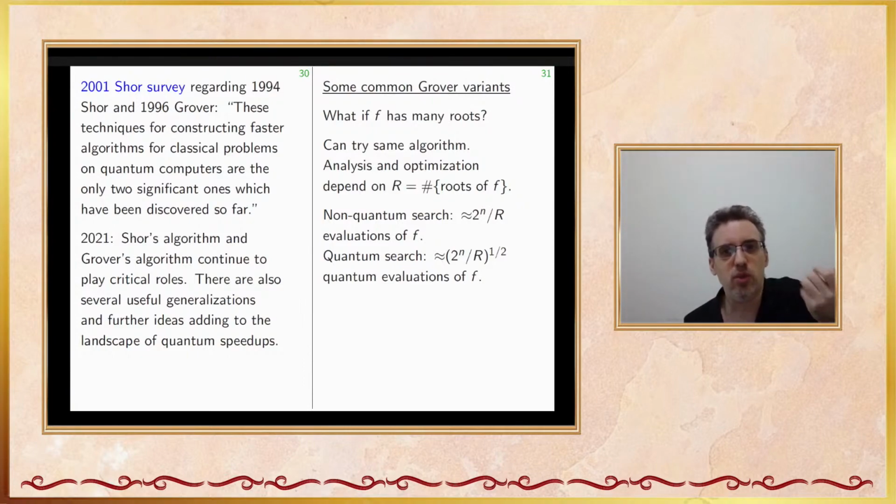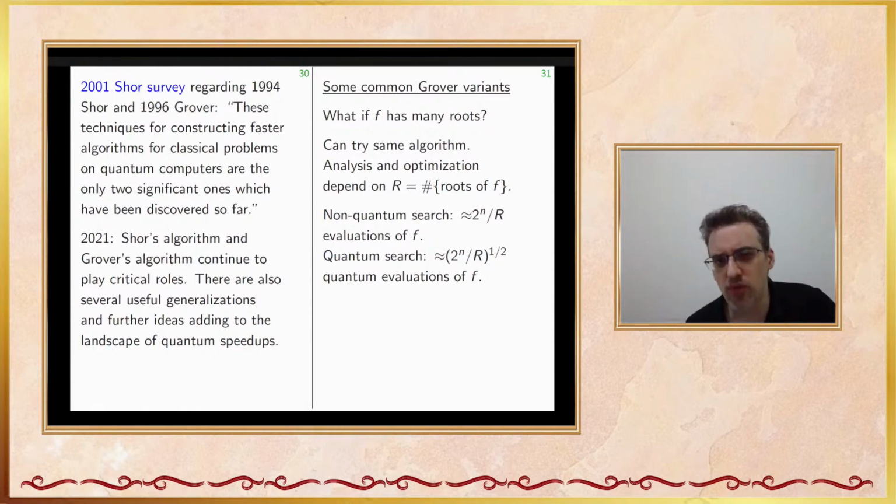Or in general, you would think that trying about 2 to the n divided by r, that would be about the number of tries that you have to do to find a root of f. Of course, if you think about it carefully, that's not exactly the right number, but it's close enough. I won't be super precise about the costs at this point. So, okay, if there are more roots, then there should be a faster search that finds it.